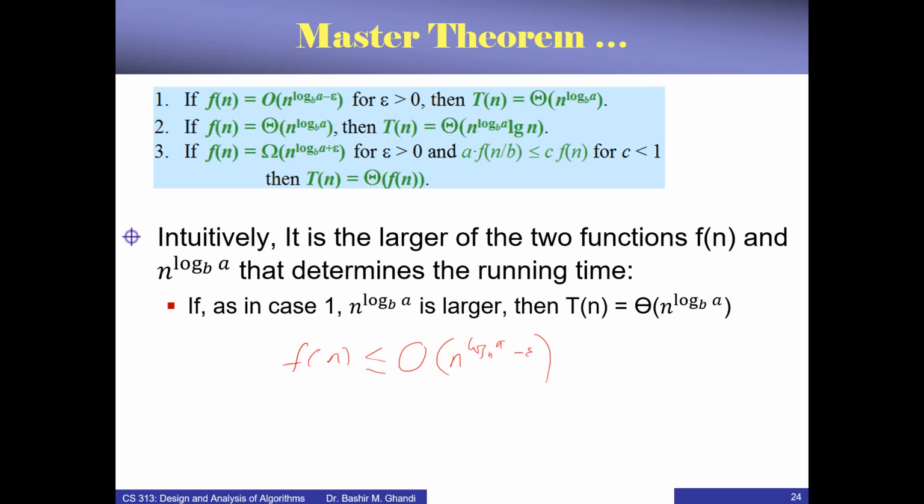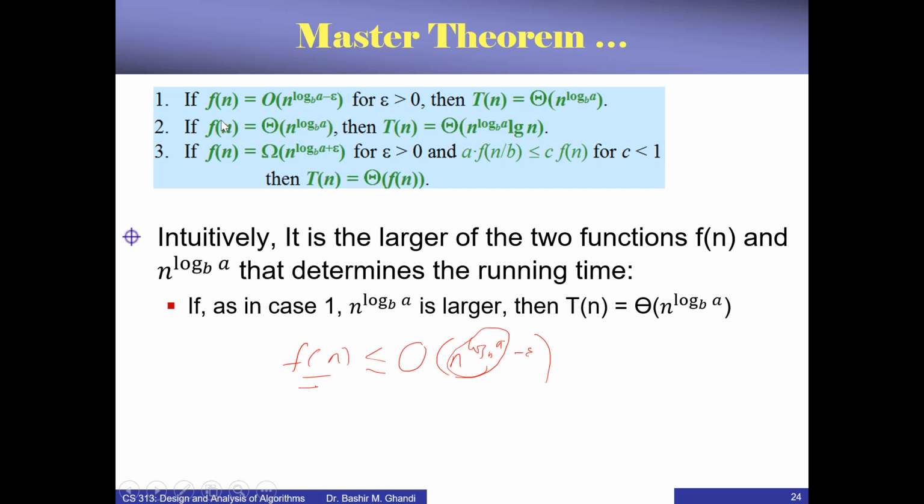So in that case, it means f(n) is the smaller. This is the bigger, so it will determine the value of the running time. That's why we are saying here, for example, T(n) then will be theta of n to power log of a to base b. Here in case 2, they are actually equal, because remember theta means equal.